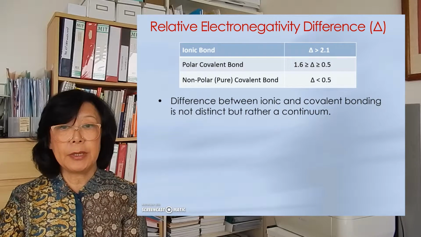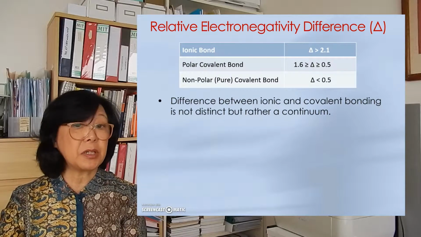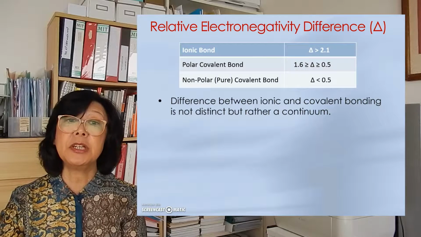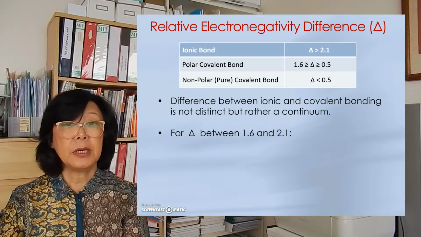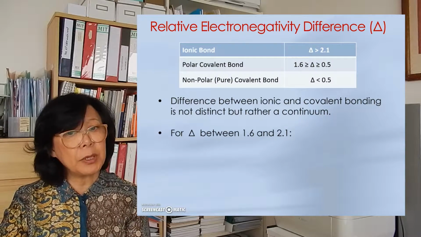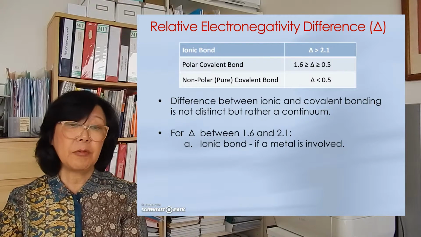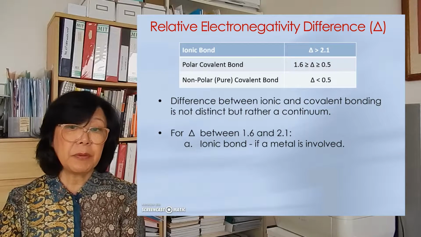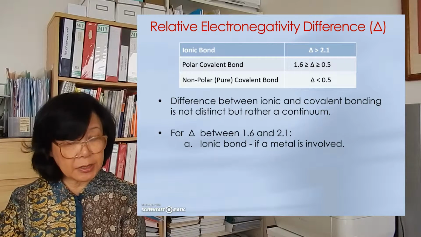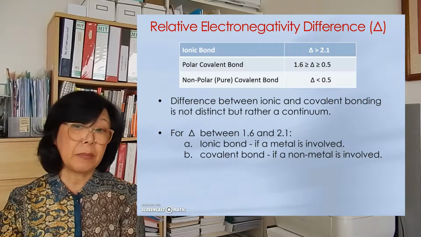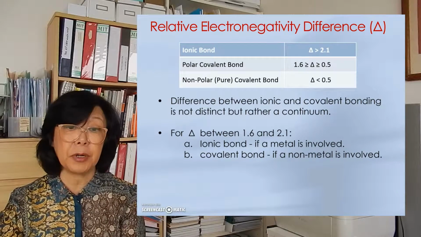The difference between ionic and covalent bonding is not distinct, but rather a continuum. If the delta falls between 2.1 and 1.6, which is not in the chart itself, then we have to look at the bonding atoms. If a metal is involved, then it is an ionic bond, and if only nonmetals are involved, it is a covalent bond.